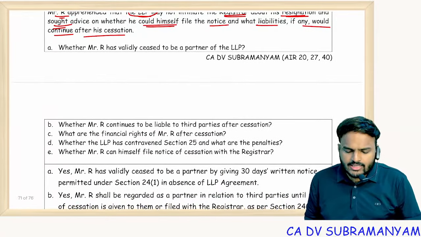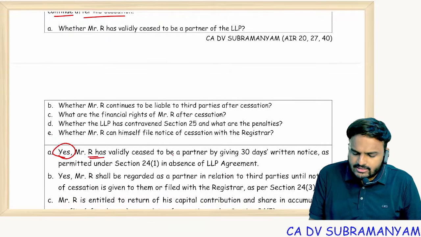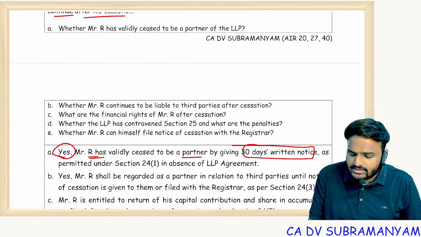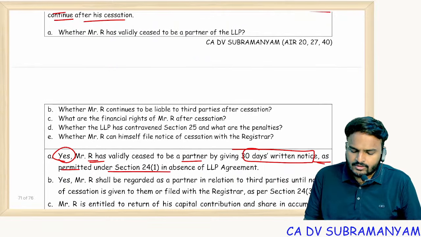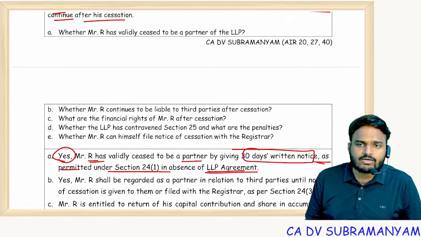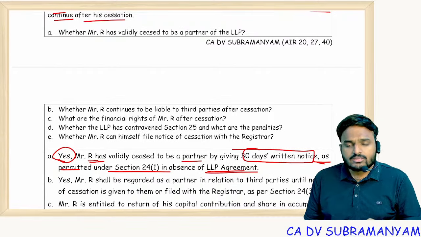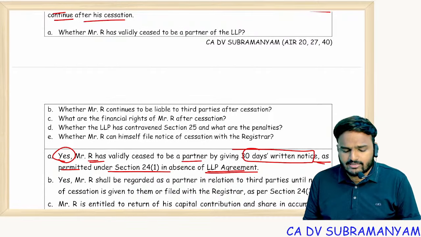Whether Mr. R has validly ceased to be a partner of the LLP? Yes, Mr. R has validly ceased to be a partner by giving 30 days written notice as permitted under section 24 subsection 1, in the absence of an LLP agreement. Suppose the LLP agreement requires 2 months notice, like that they mentioned. Now 2 months notice is compulsory, or else as per the first schedule, 30 days notice is enough.